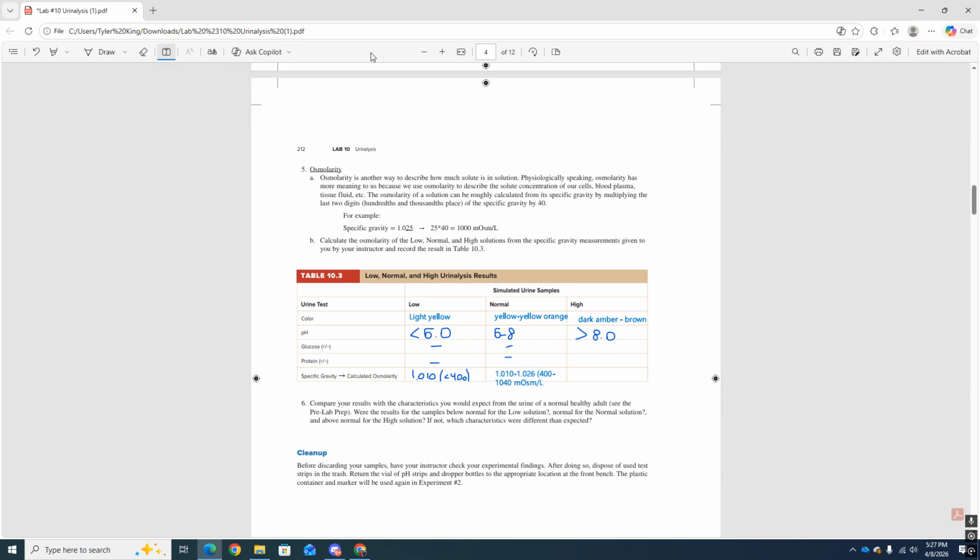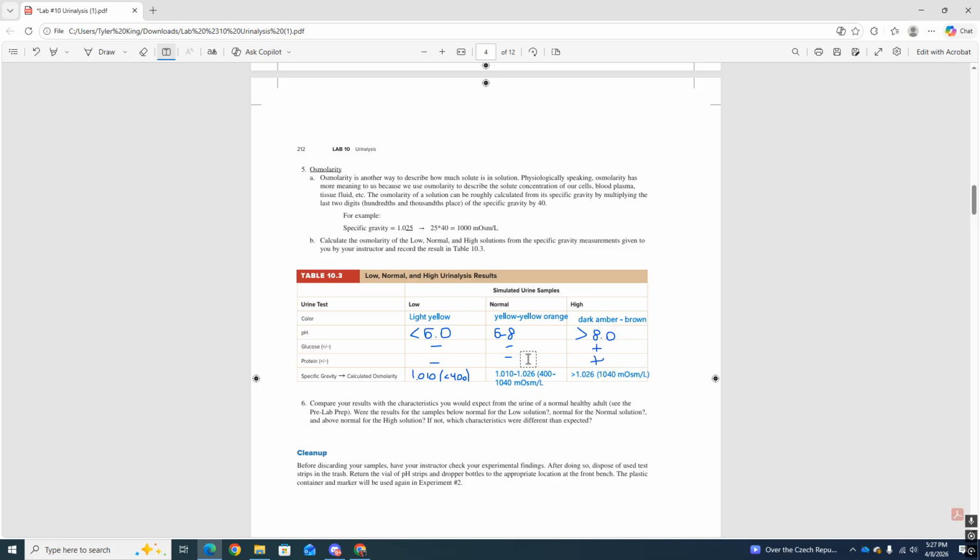And then for the dark amber one, this should have been positive for both the glucose and the proteins. Our specific gravity value here was something greater than 1.026, and we multiply that number by 40. That's going to give you about 1040 milliosmolar per liter. All right.